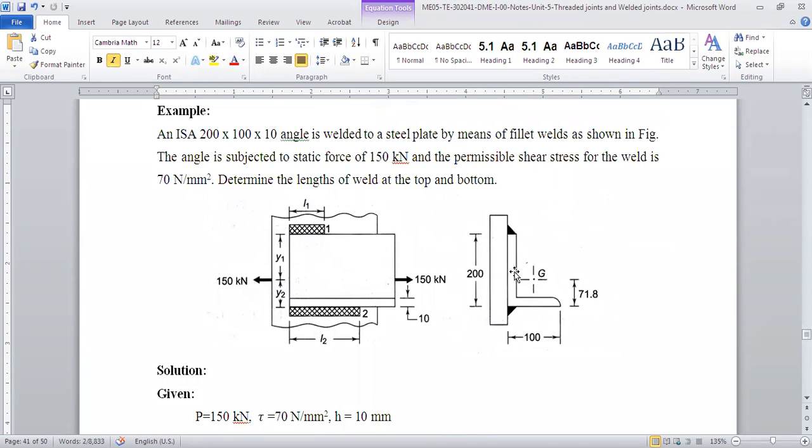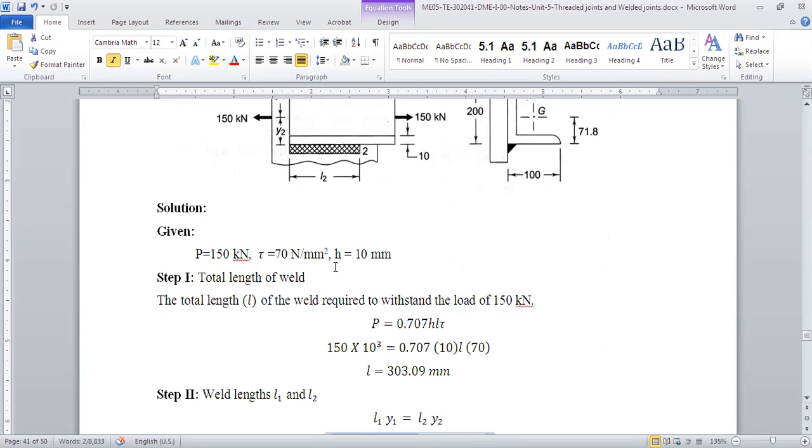Now they have given the center of gravity. If it is not given, sometimes we have to calculate it using the area, and then find the center of gravity using different kinds of theorems. But they have given the center of gravity as 71.8 from the bottom, and the total distance is given as 200. So from the top it is 200 minus 71.8, which becomes 128.2. So we know this distance Y1 is 128.2, we know this distance 71.8, and we know L. So we can calculate L1 and L2.